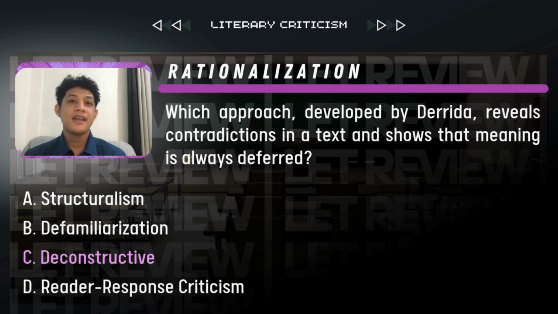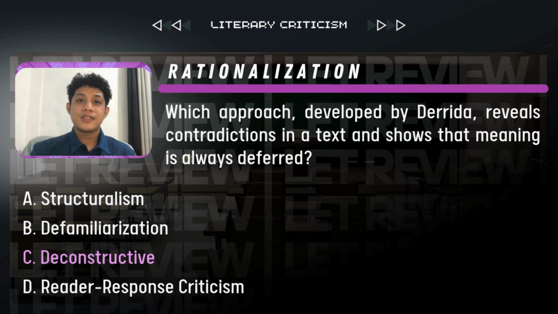Okay, time's up. The correct answer is letter C, deconstructive. And why? Deconstructive criticism was introduced by Jacques Derrida, which focuses on the instability of meaning in text. So it challenges the idea of fixed or singular meaning by showing that meaning is always deferred and that text contains multiple, often conflicting interpretations.